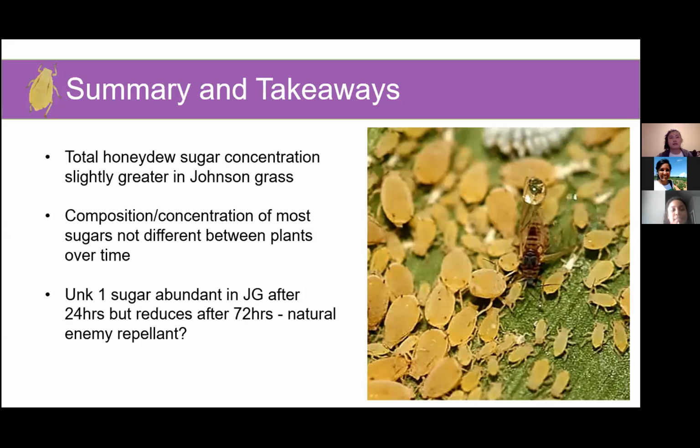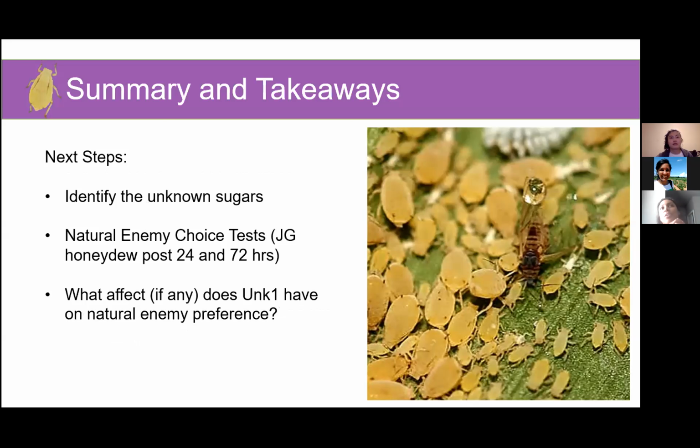So it makes me think, now that I know natural enemies are more apparent on grain sorghum than Johnson grass, that this unknown sugar acts as a type of repellent, at least initially, and that could lead to a difference. So that brings me to my next steps.